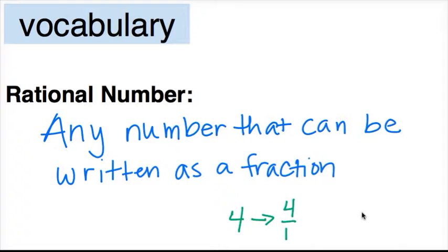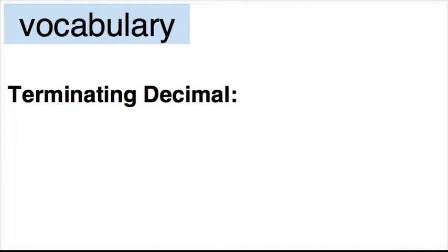There are certain decimals, and we'll look at this when we convert decimals to fractions, but if you can take a decimal and write it as a fraction, it's also a rational number. So with the fractions that we're going to be converting today, we're going to be converting them to decimals. There are two types of decimals that we're going to encounter. The first type of decimal is a terminating decimal.